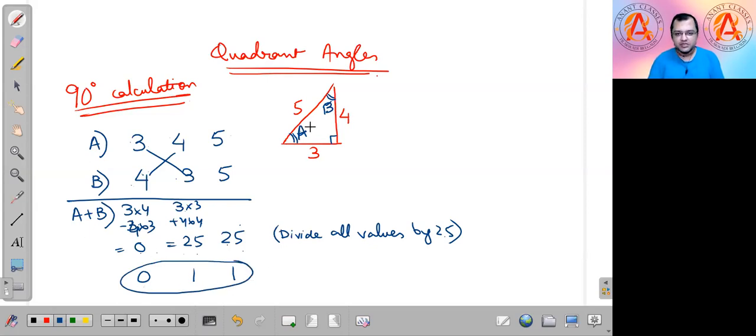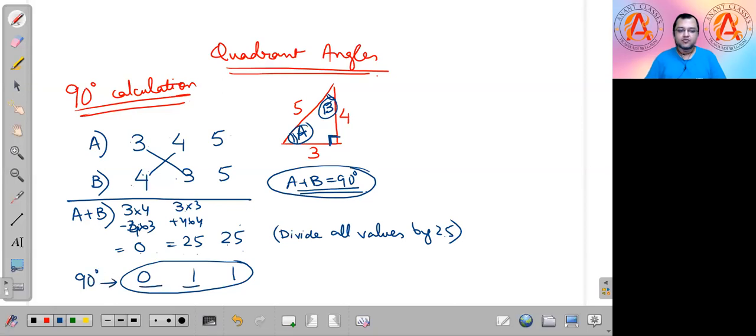What is actually this A plus B? Can I say this A plus B is actually 90 degree? Because it's a right angle triangle where this angle is 90, so the sum of other two must be 90. Right? Sum of other two angles must be 90 degree. So for 90 degree, our triple is 0, 1, 1. Achha. Now, what is the meaning of this 90 degree 0, 1, 1?